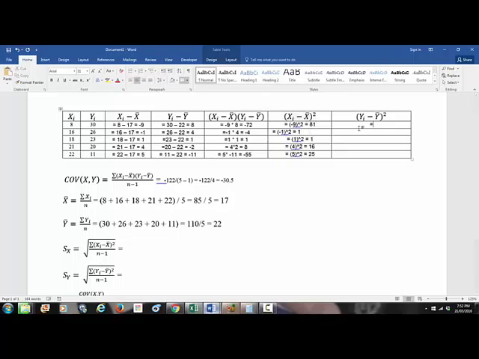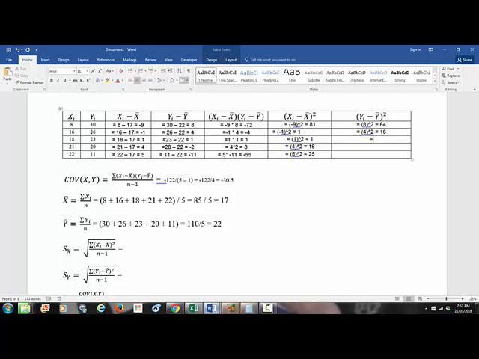Now let's do the same for y. So we're going to take each value within here and we're going to square it. So that's equal to 8 squared, which is 64. The next one is equal to 4 squared, which is equal to 16.